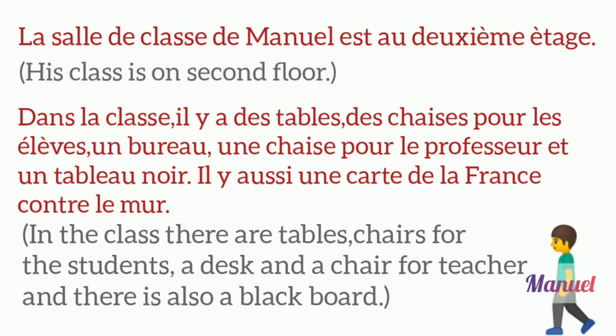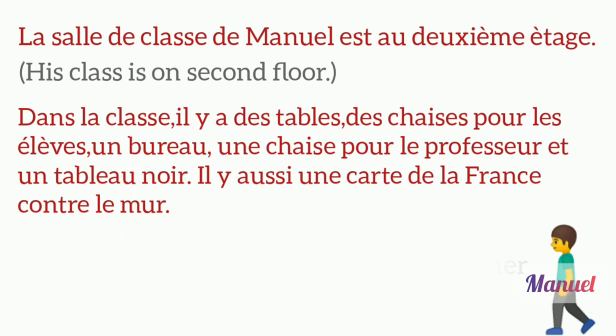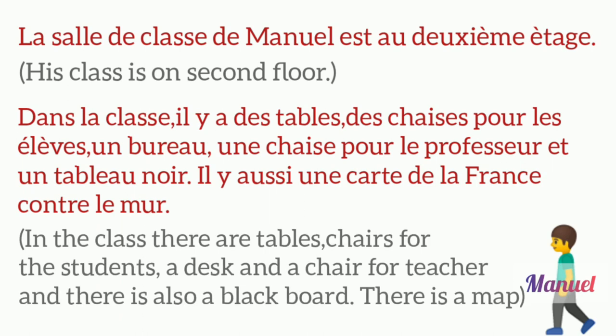Simple description. Okay, if there is also a map which is against the wall, then what we will say is il y a aussi une carte. There is also a map. If the map is of France, so we'll say carte de la France. So the phrase will be il y a aussi une carte de la France contre le mur. Okay, contre le mur is against the wall.